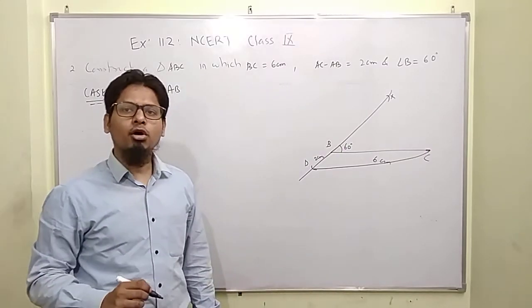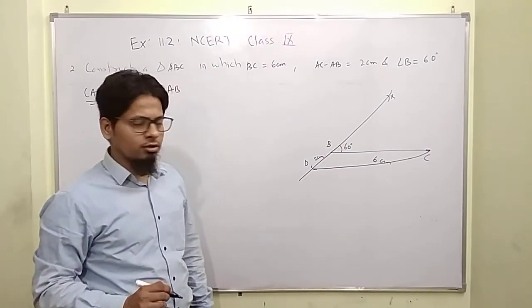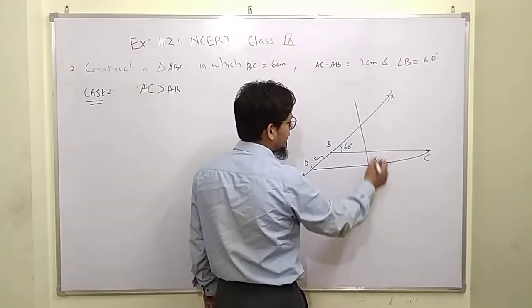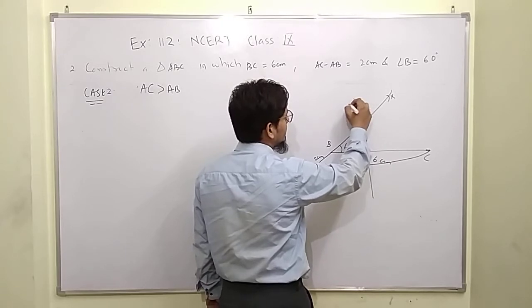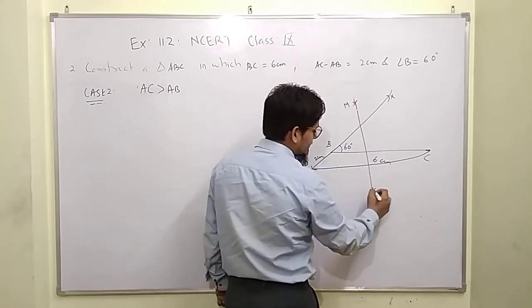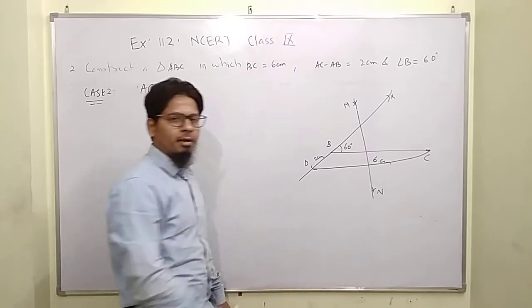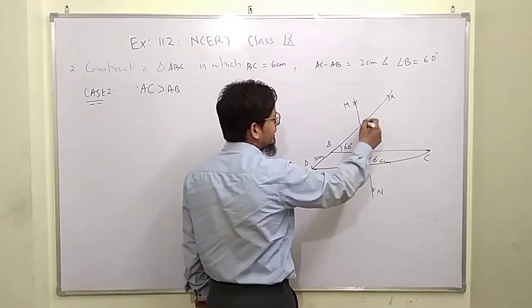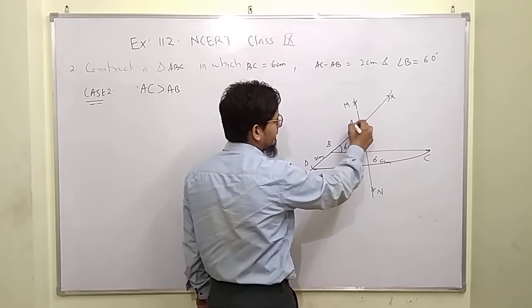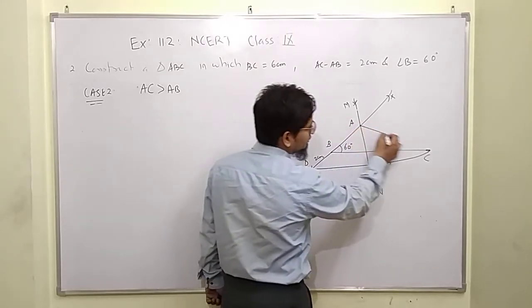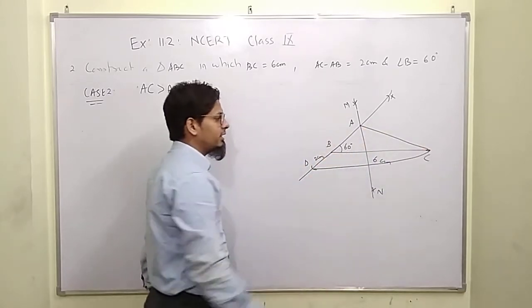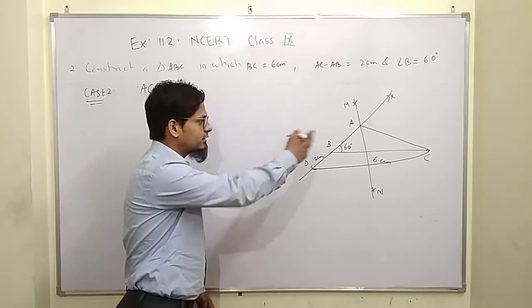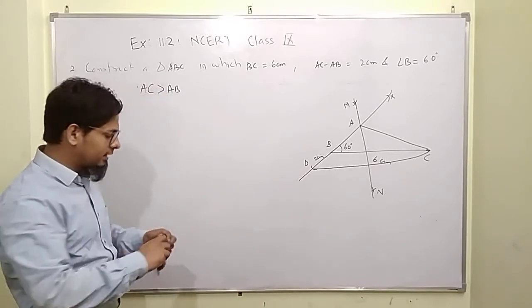After this, draw a perpendicular bisector on side CD, with points M and N. This perpendicular bisector intersects ray BX at point A. Finally, join AC. ABC is the required triangle. Okay class, this is the drawing. Now write the steps of construction.